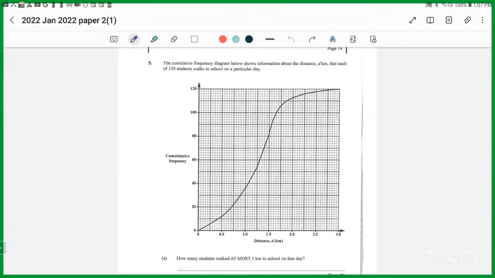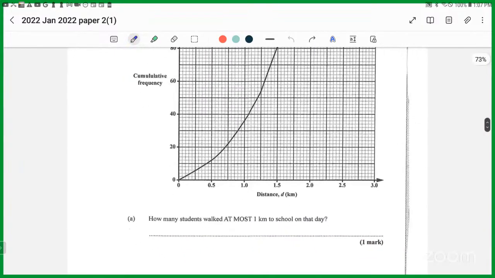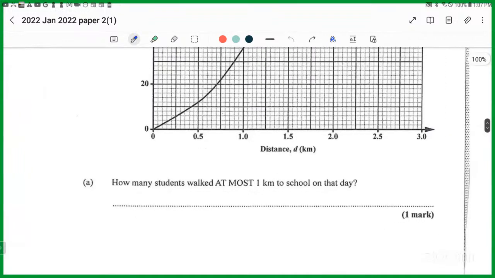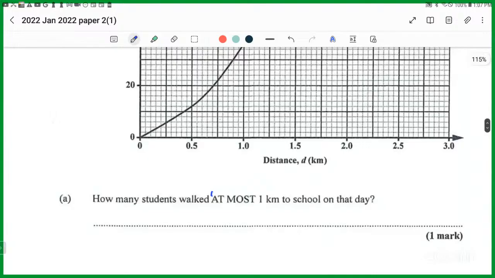This one says, how many students walk at most 1 kilometer? This term, at most, means less than or equal to 1 kilometer. So I'm going to decide that it's a less than or equal to graph, based on the fact that they asked us this. Because at most means that 1 kilometer is the most. So you want those who walk less than or equal to 1 kilometer. That's what the graph is showing us.